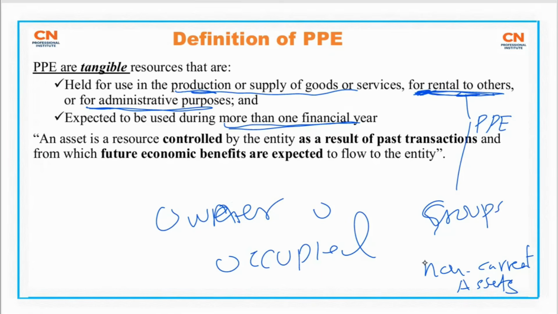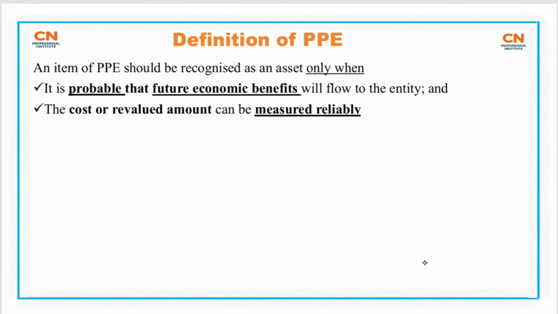They are non-current assets. Why are they non-current assets? Because they are expected to be used for more than one financial year. And the definition of an asset is there. An asset is a resource controlled by an entity as a result of past transactions and from which future economic benefits are expected to flow to the entity. So that's the definition of an asset, right? Now, we recognize PPE if and only if these two conditions are met. One, it is probable that future economic benefits associated with the PPE will flow to the entity. Don't forget, this is in the conceptual framework.